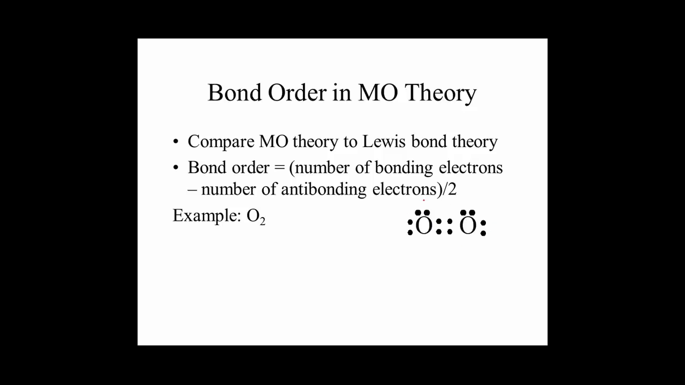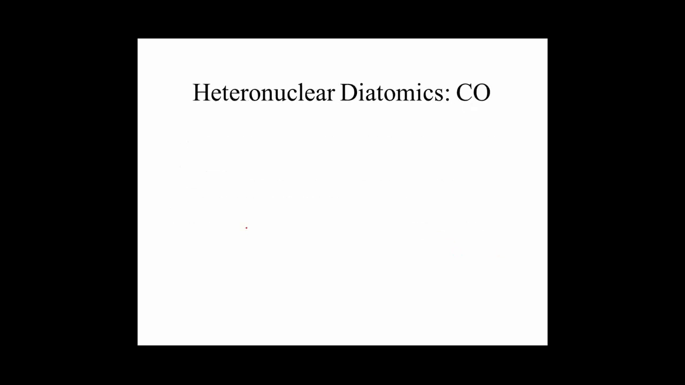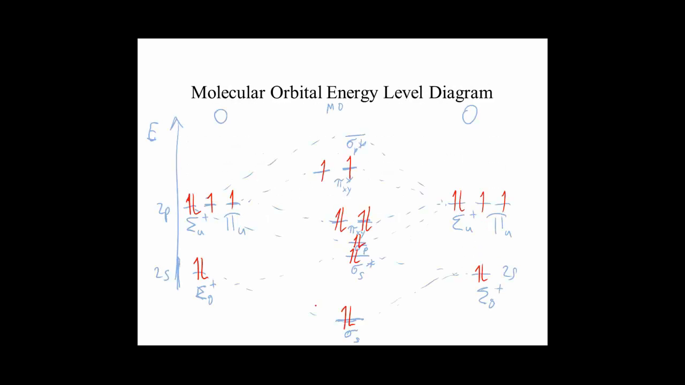Here's the Lewis structure for dioxygen. This tells us that we should have an oxygen-oxygen double bond, or a bond order of 2 is what we should expect. Now we know this Lewis structure isn't accurate because it doesn't show any unpaired electrons. Let's go back to the dioxygen molecular orbital energy level diagram and count electrons.